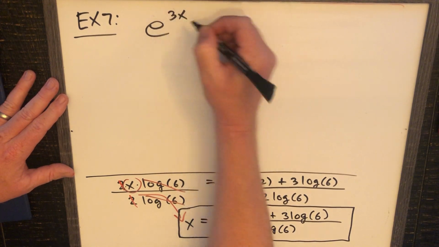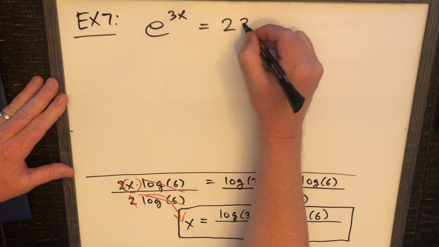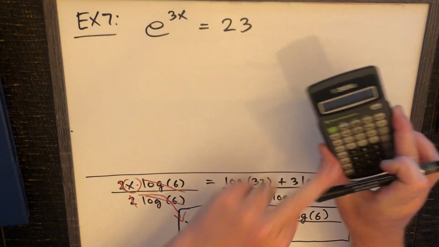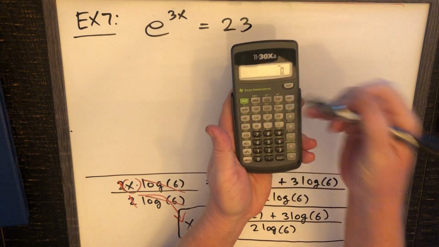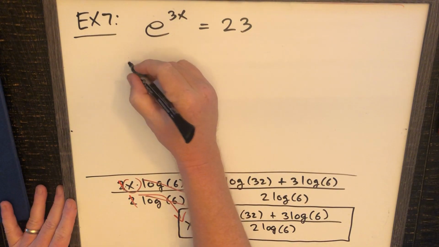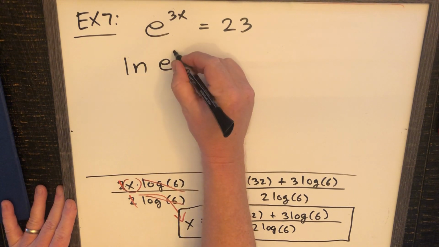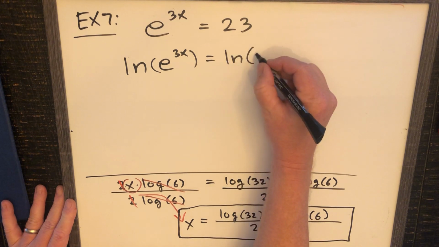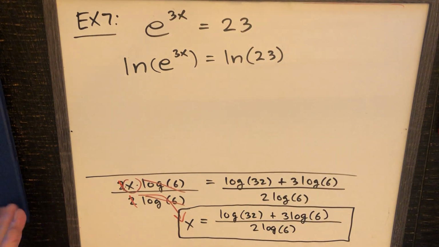About e to the 3x equals 23. So e is nice because we have a button for e. We have the ln here, so we're clearly going to use the ln. Each problem kind of tells you what it needs if you read it carefully before jumping in. Read it and look at what it's made out of and then decide what the proper treatment is.